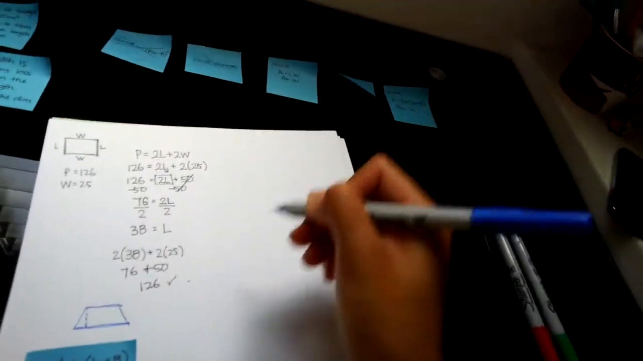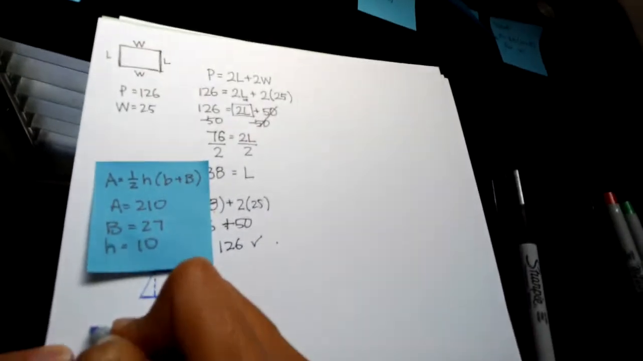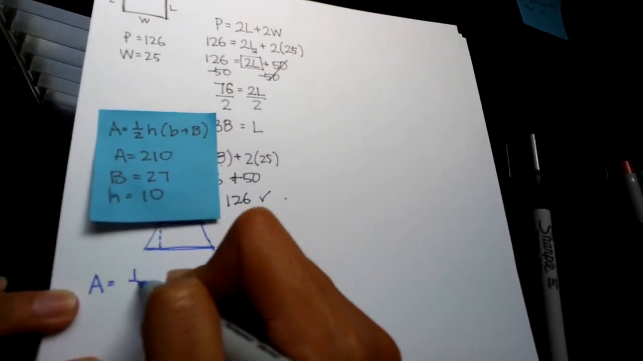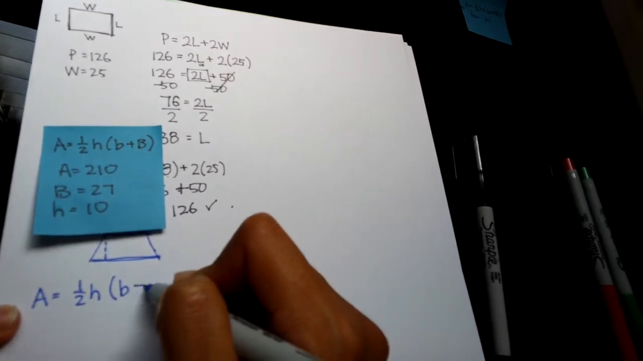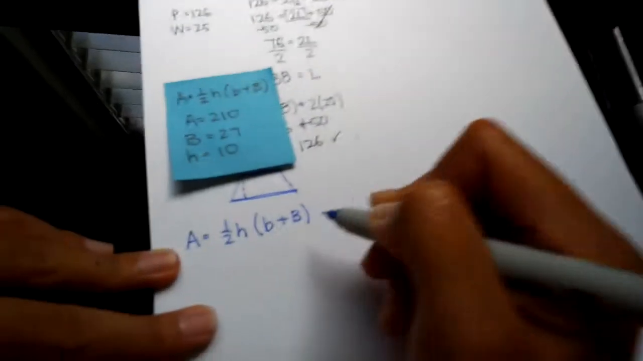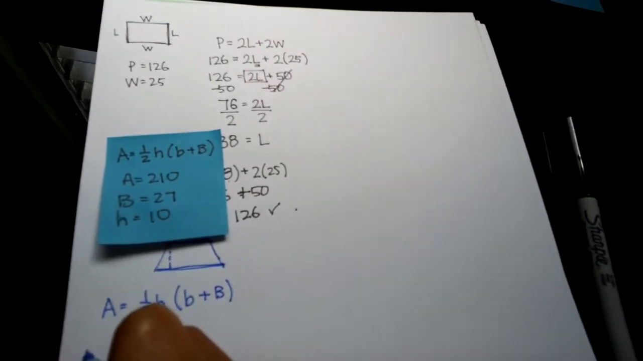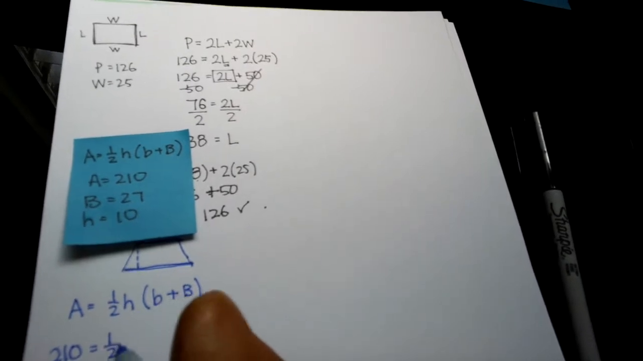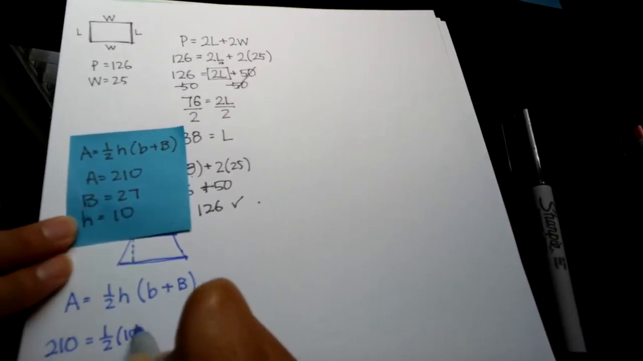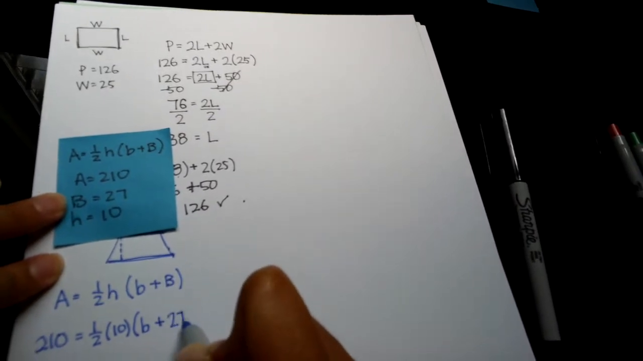So let me write it here instead. So the area is 1/2 height times quantity base 1 and base 2. And the area is 210. So I'm just going to plug things in. So 210 equals 1/2, our height is 10, so plug that in. And then our big B is 27.